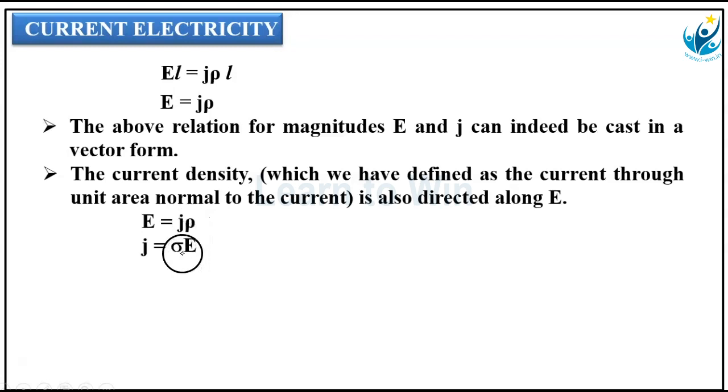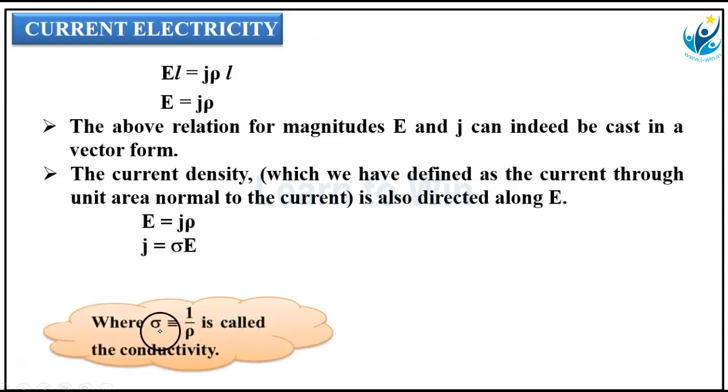One by rho, the reciprocal of resistivity, is conductivity. Hence, the conductivity is sigma, then current density J equals sigma into E, where sigma is 1 by rho. Rho is the resistivity, and the reciprocal of resistivity is conductivity. So, this is the relation between current density, conductivity and electric field intensity. What is that relation? J equals sigma E.